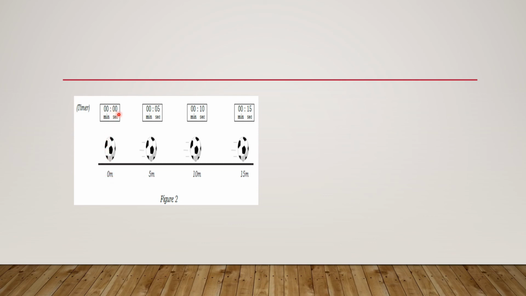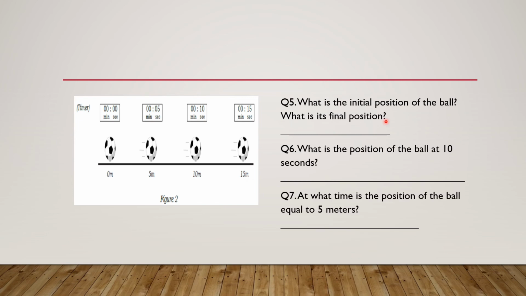0 second. Pagpatak ng 5 seconds, nag-travel na ang ball. Nakatravel siya ng 5 meter. Mabilis. 5 meter agad na na-travel niya within 5 seconds. Pagpatak ng 10 seconds, meron na agad 10 meter. And then 15 seconds, meron na tayong 15 meter. So, sasagutan ulit ito. Ano nakalagay dyan?